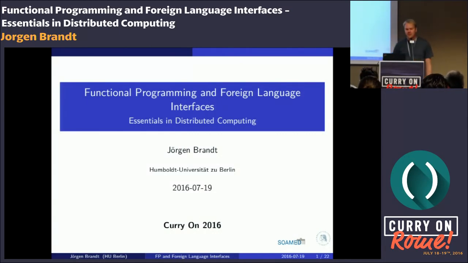Okay. So my name is Jörgen, and I'm going to talk to you today about functional programming and foreign language interfaces, which are, I think, the essentials of distributed computing.